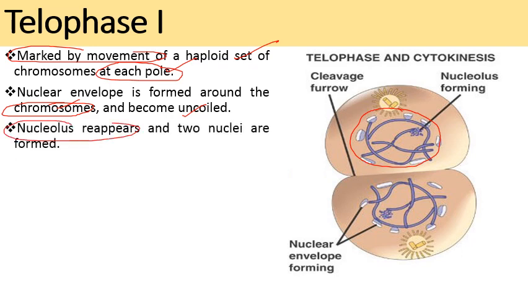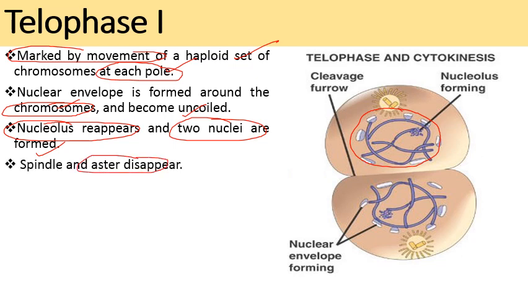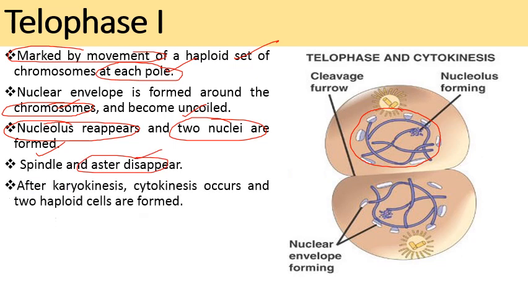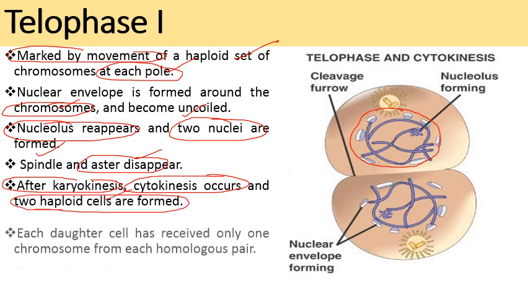Nucleus reappears. The nucleus will reappear again and results in the formation of two nuclei which are formed as a result of meiosis I. Here spindle and aster disappear. The spindle fibers and asters disappear in animal cells. After karyokinesis, cytokinesis occurs, that is division of cytoplasm, and two haploid cells are formed. And as a result, two haploid cells are formed.